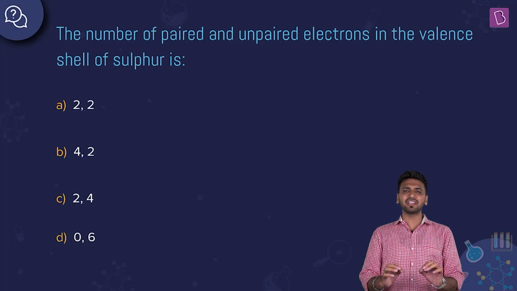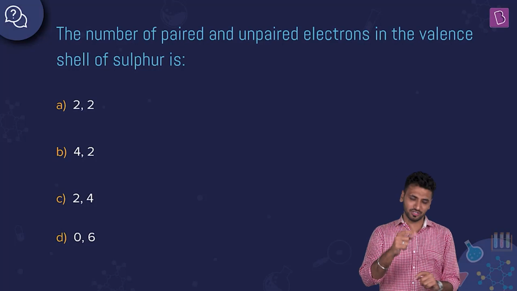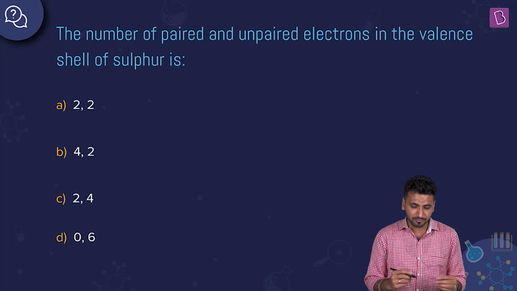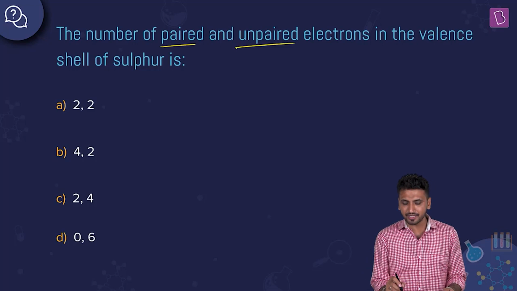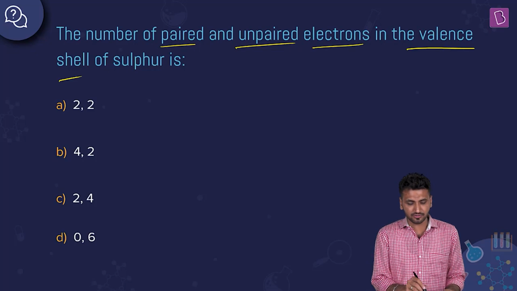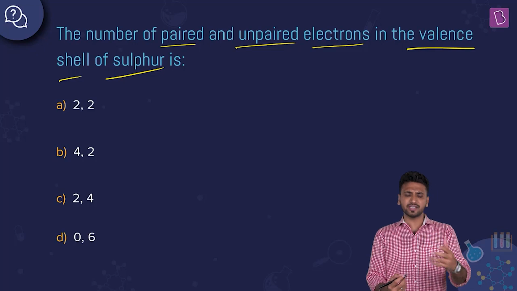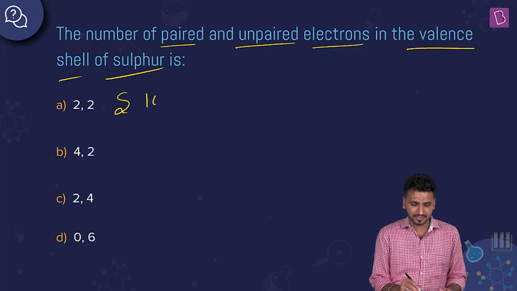So here we have a very basic question on electronic configuration. So let's do it all together. The number of paired and unpaired electrons in the valence shell of sulfur is, okay. Sulfur is like what? Oxygen family. Atomic number for sulfur is 16, right?